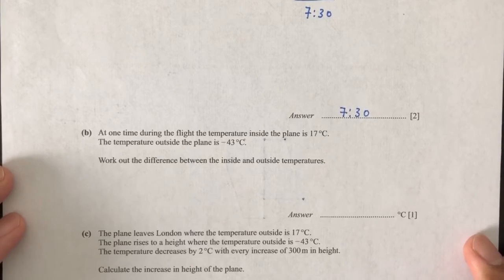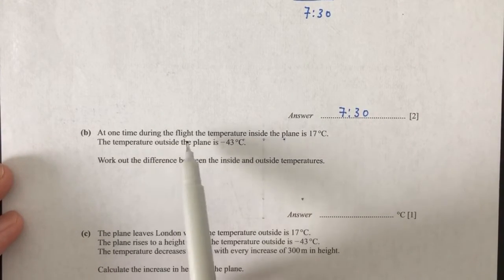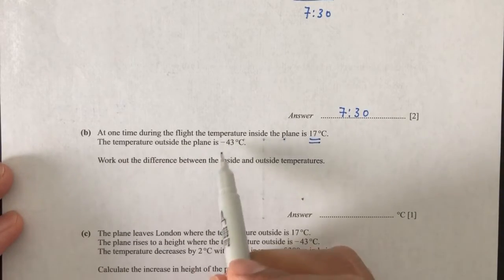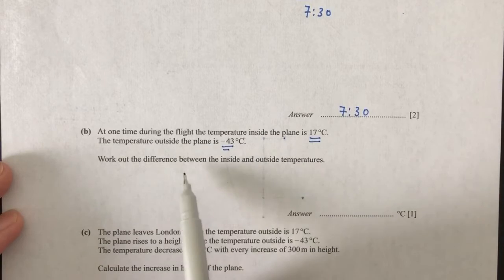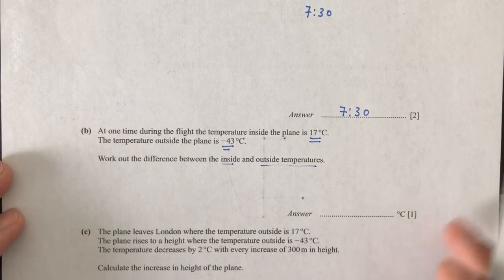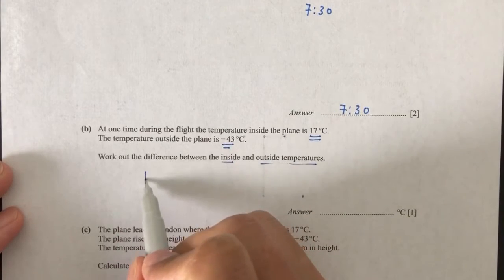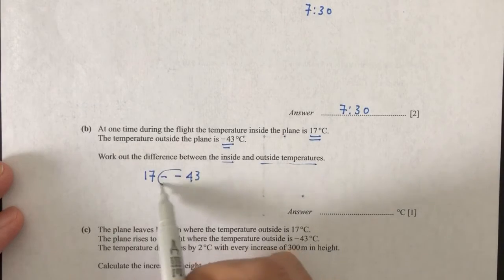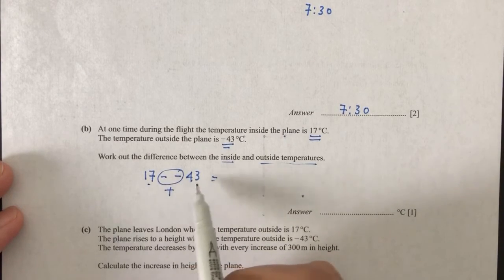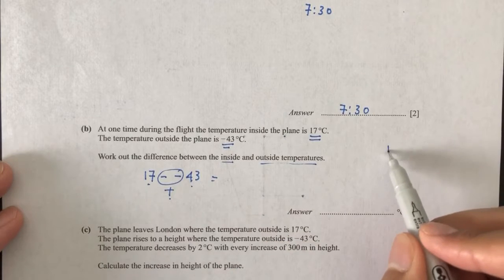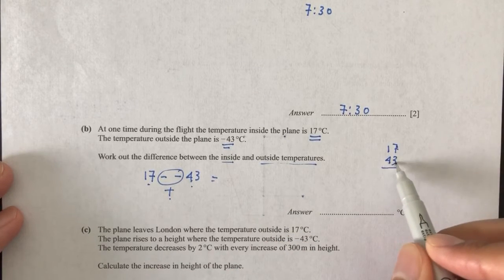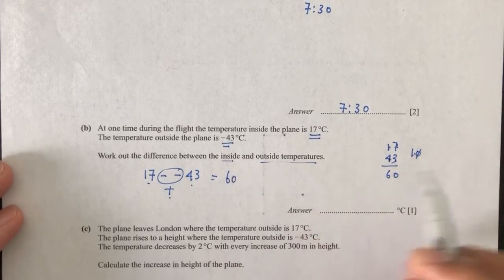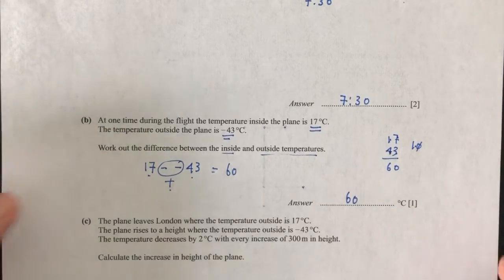So now part B. At one time during the flight, the temperature inside the plane is 17 degrees Celsius. The temperature outside is minus 43. Work out the difference between the inside and the outside of the temperature. So we have to do the inside, 17, minus the outside, which is minus 43. So minus minus become plus. So 17 plus 43 will be what? So let's do this here. 7 plus 3 is 10. 1 plus 4 is 5, plus 1 will be 6. So 60 will be the difference between the temperatures.